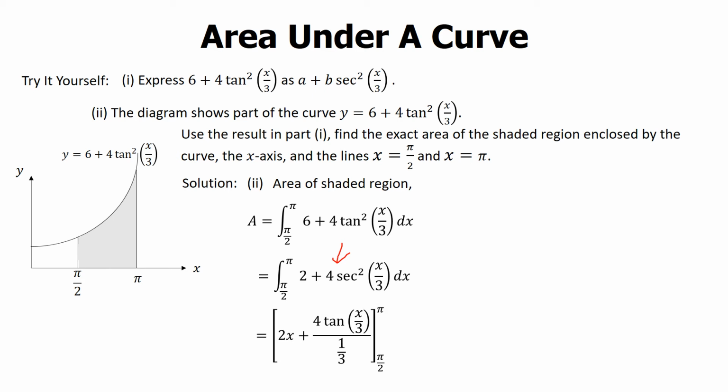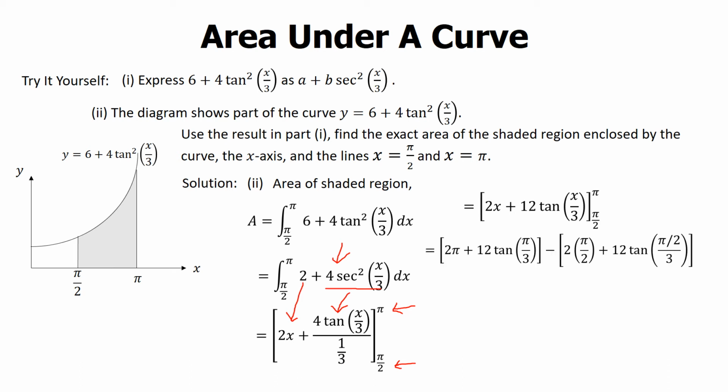Integrate 2, we get 2x. Integrate 4 sec squared x over 3, we get 4 tan x over 3, over 1 over 3, and the range is from pi over 2 to pi. Then we simplify, we get 2x plus 12 tan x over 3 from pi over 2 to pi. Now we substitute x equals pi into this expression and x equals pi over 2 into this expression. In between is a minus.